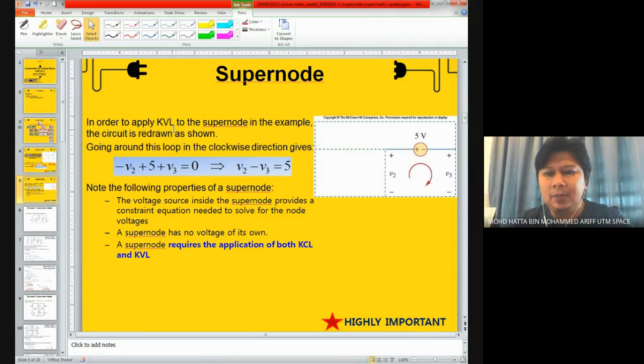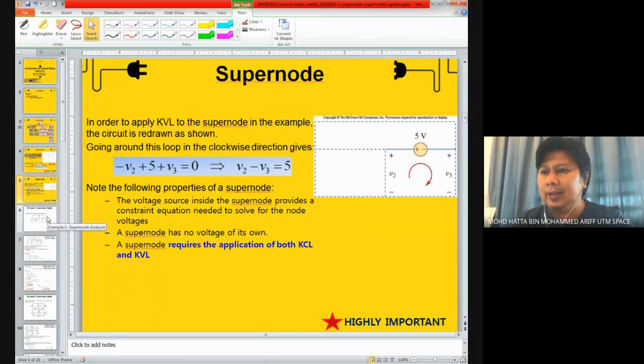Later on, maybe you can have a look at this note. Maybe you can read all the points over here. But in general, what I try to emphasize is that to apply supernode analysis, you need both Kirchhoff current law and also Kirchhoff voltage law. You need to focus on the supernodes, try to find the current coming in and going out of the supernodes, and also the voltage developed across or encircling the supernodes in the circuit.